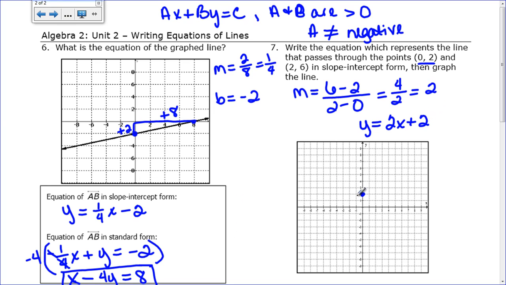So to graph it, I've already got the 2 y-intercept graphed. I'm going to have to use my rise over my run to find another point. So I'm going to go up 2 and over 1, up 2 and over 1. I can even go backwards. I can go down 2 and left 1. It's the same thing. Down 2, and left 1. And then I can connect those points, and that's what your line should look like.